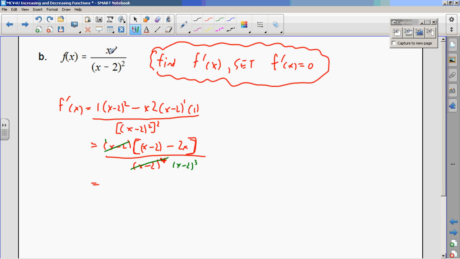And you've probably noticed that this always happens. When I'm doing a rational function, the exponent on the bottom goes down by 1 at a time. Hopefully you've noticed that. I wouldn't remember it as a rule, just observe it when it happens and know that you're on the right track. Clean up the stuff inside the brackets. I've got negative x minus 2. Checking my notes here to make sure I got the right derivative. Yep, looks good. And so now I'm going to set this equal to 0.